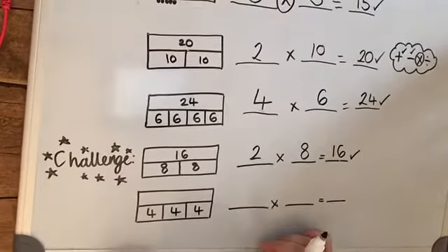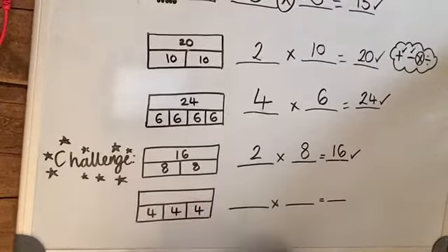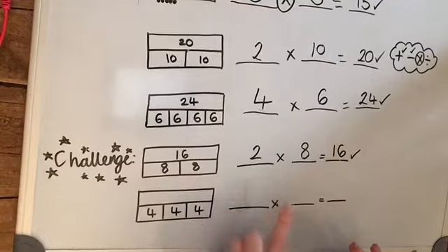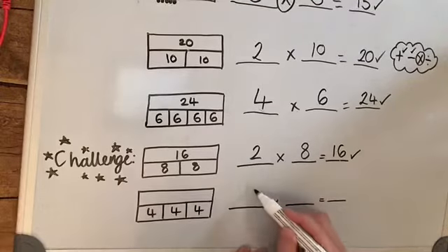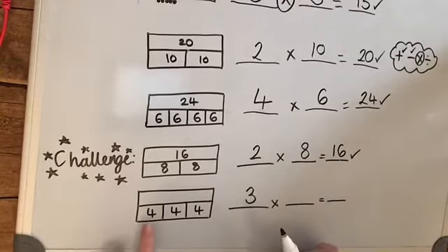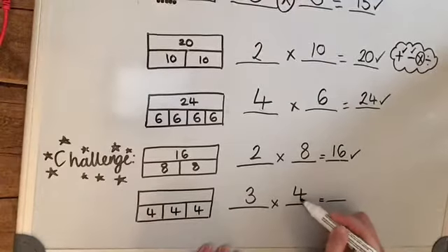Now the last one, a little bit different. I haven't got my total, but I have got my equal groups and I know how much is in each one. So let's fill in the information that we've got. We've got 1, 2, 3 equal groups. Where's that going to go? It's going to go at the start of my number sentence because I've got 3 groups of something. So I can add that in there. 3 groups of... Now I can see in each chunk that there's the number 4. So I've got 3 equal groups of 4.